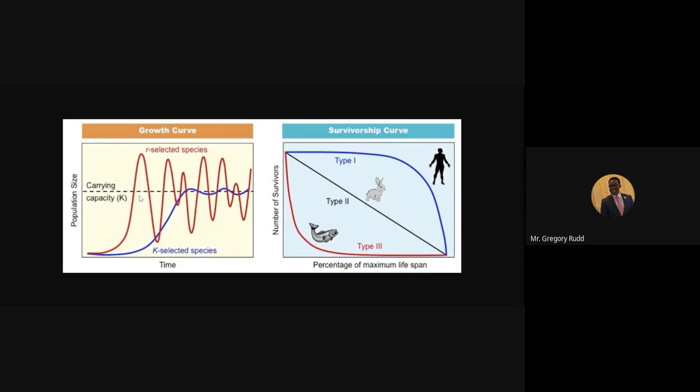Eventually, it will start to level off at the carrying capacity. It's never going to be exactly equal to the carrying capacity, but it will level off. With a K-selected species, these are the species we typically think of that have a longer lifespan.